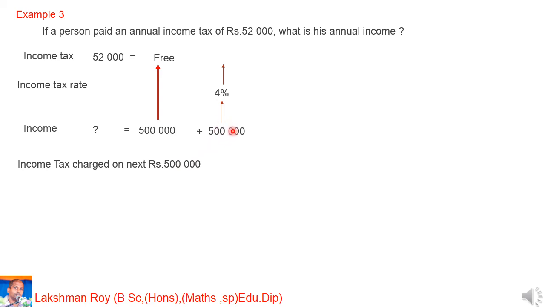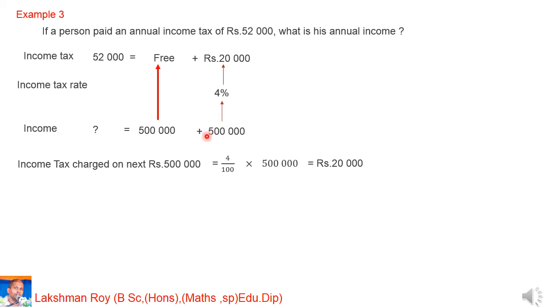That means the percentage is 4%, we use 4 over 100, that should multiply by 500,000 rupees. So easily you can cut, then you get 20,000 rupees. So this is the income tax he should pay for this amount. Now you can see that person paid annual income tax of 52,000 rupees.